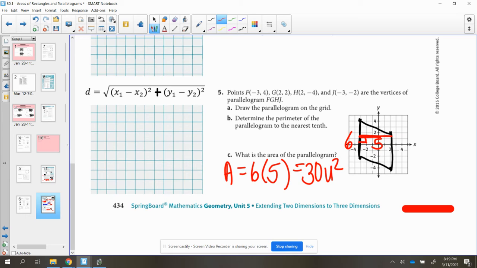Now, if we wanted the perimeter, we know that we have the sides of 6 and 6. The problem is we would need the other side lengths, and that's where our distance formula would come into play, because we could plug in, for instance, the points (-3, 4) and (2, 2), and figure out this distance here to help us with the perimeter. Now, for time's sake, I'm going to skip that, but we could do that.